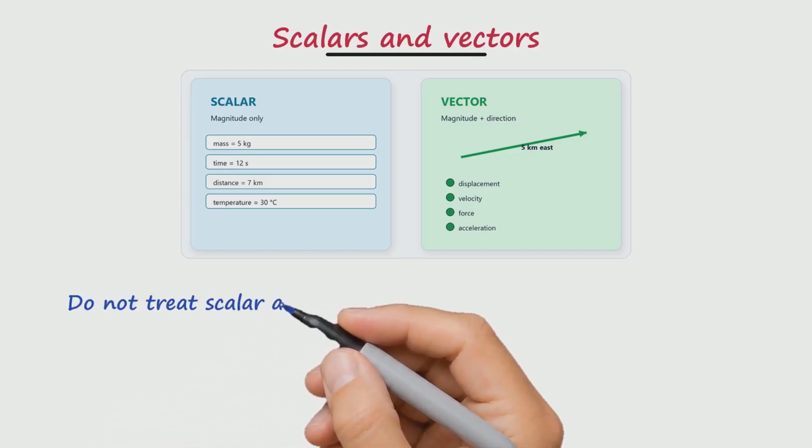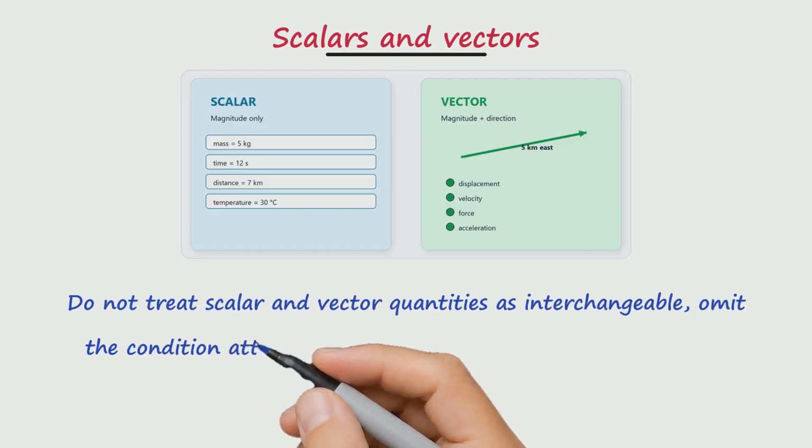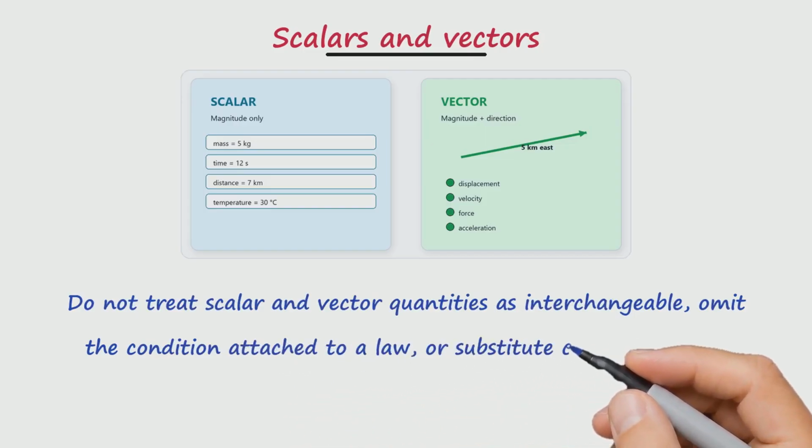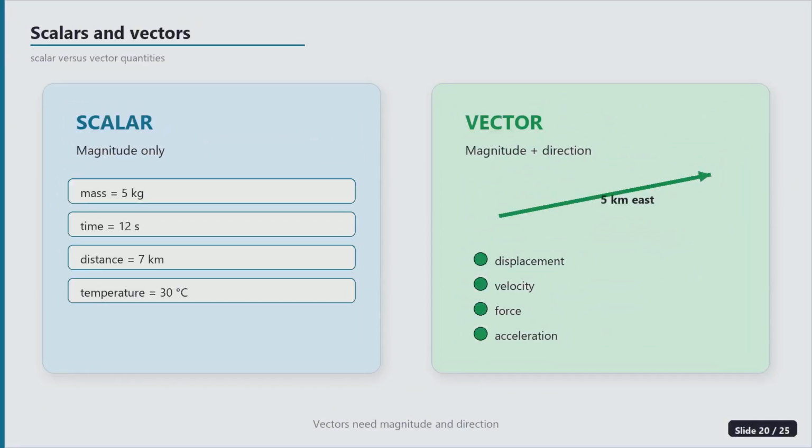Do not treat scalar and vector quantities as interchangeable. Omit the condition attached to a law, or substitute centimeters and grams into an SI equation. Left side, number plus unit only. Right side, the arrow adds direction. If a quantity needs an arrow to make sense, like force or velocity, it is a vector. If direction would be meaningless, it is a scalar.